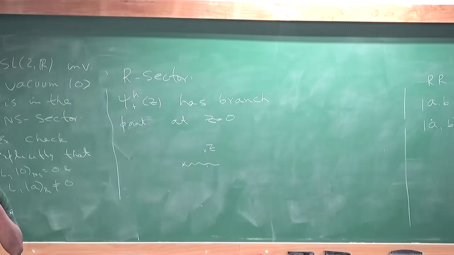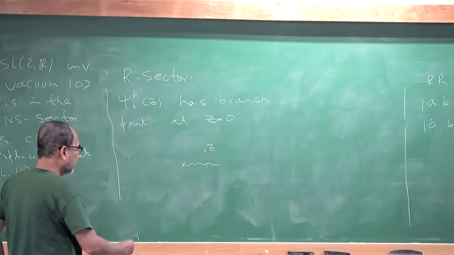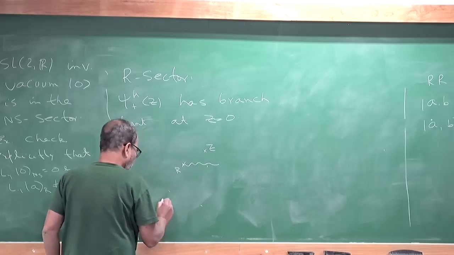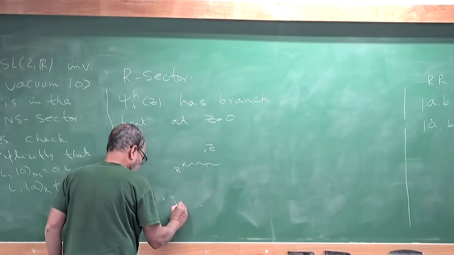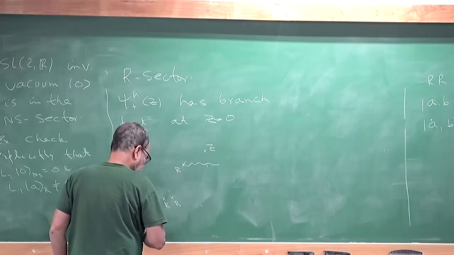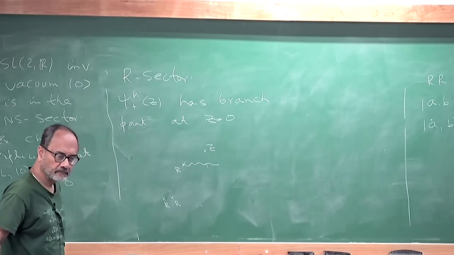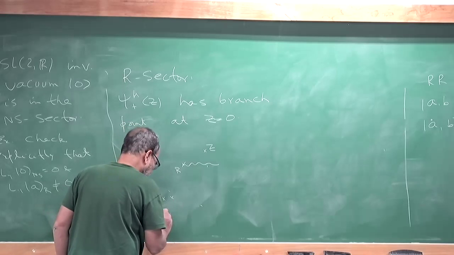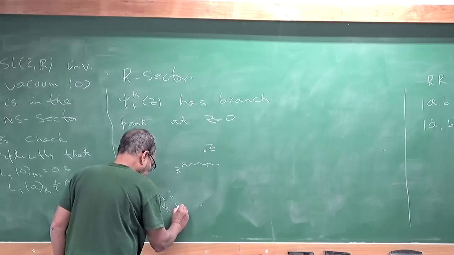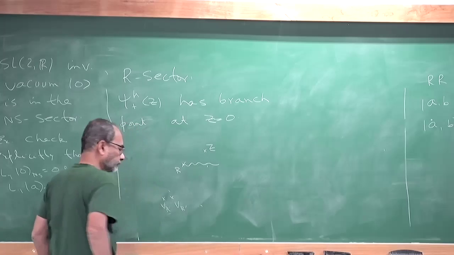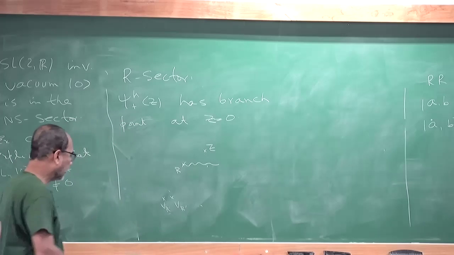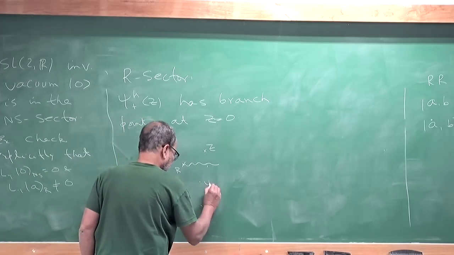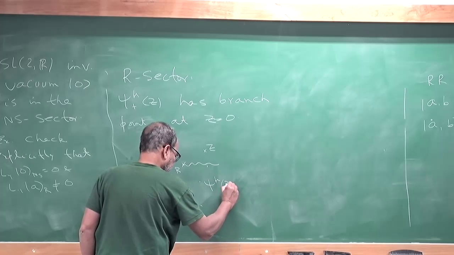Okay, so now take two Ramond sector vertex operators which are close to each other. Let me call them VR and VR prime, because they need not be the same vertex. VR and VR prime. And look at a psi mu of z here.